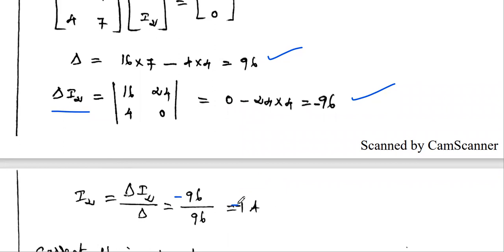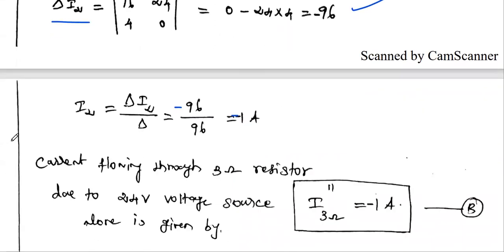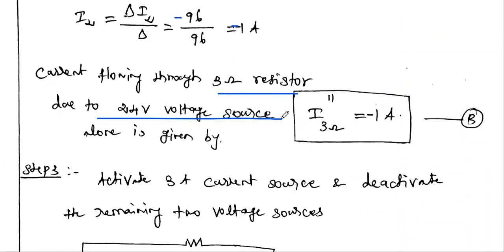Okay, so what is the meaning of this minus 1? It indicates the I2 current is flowing in the reverse direction. That is the meaning. So the current flowing through the 3 ohm resistor due to the 24 volt voltage source alone is minus 1 amps. So I double dash: because of the 24 volt battery, the current flowing in the 3 ohm resistor is minus 1. You just consider this as equation number B.